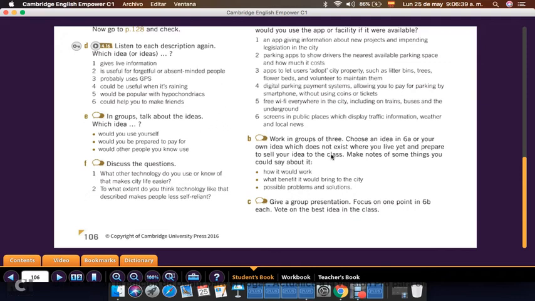Now choose an idea from here, from 6A, or your own idea which does not exist where you live yet, and prepare to sell your idea to the class. In this case, you're going to put these 3 bullet points and give like a small written presentation. Okay, you're going to focus on one point on 6B, any you choose or your own. Okay, and you're going to write the answers to these 3 bullets and you have to convince me that that's a great idea.